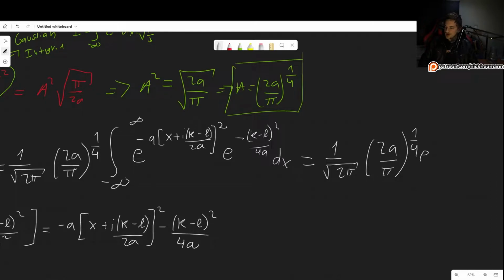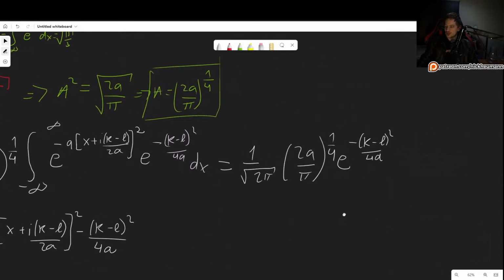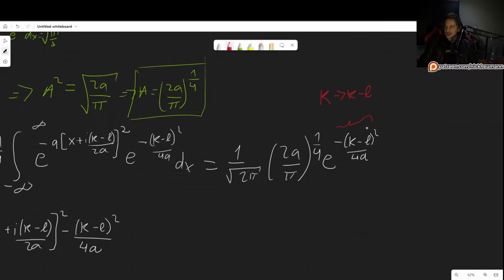And now this is a constant as well, e to the minus (k minus L) squared over 4a. And notice that in problem 2.22, we also got to this expression, except that before we had k, and now we have k minus L. And now inside of the integral, we have this exponent here, but we can use a change of variables.